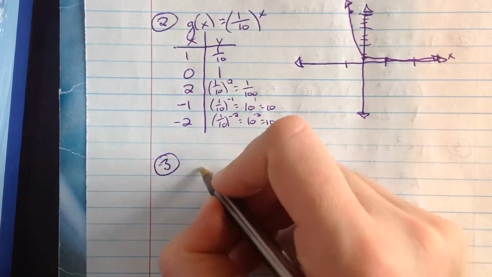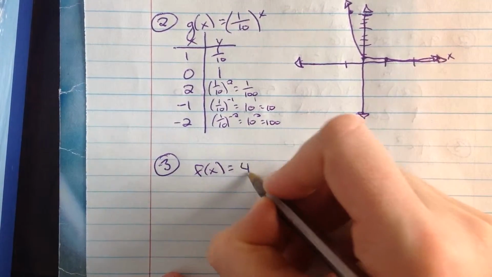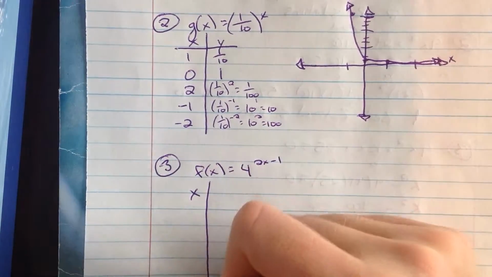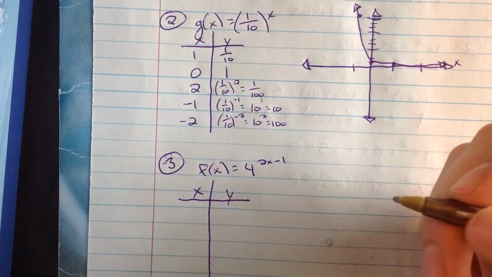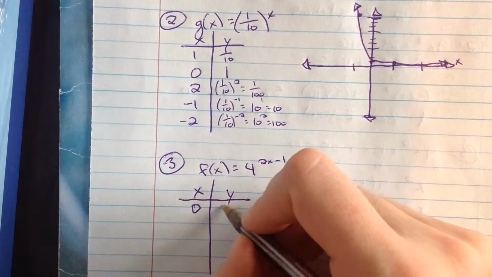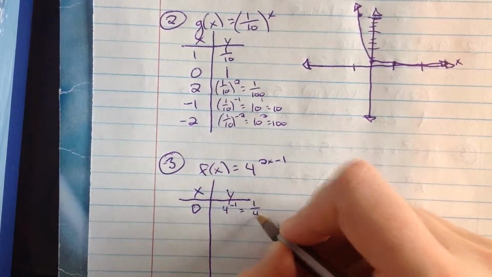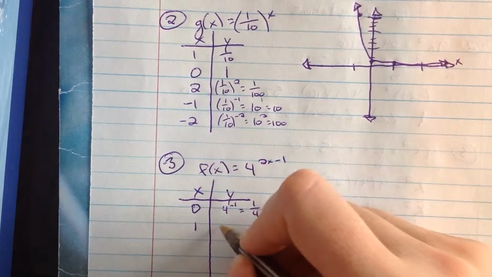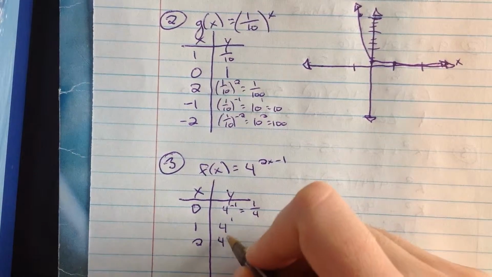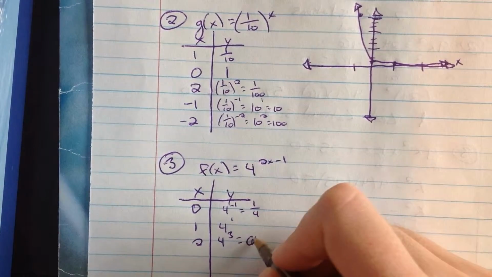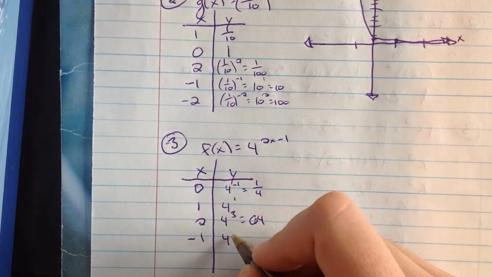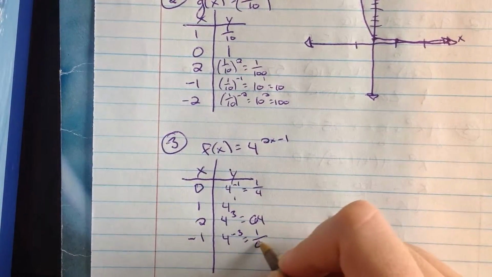What if I had f of x equals 4 to the 2x minus 1? XY chart, plug in 0, 0 minus 1 is 4 to the negative 1, which is 1/4. Plug in 1, we get 4 to the first. Plug in 2, we get 4 to the third, which is 64. If we plug in negative 1, we get 4 to the negative 3, which is 1 over 64.